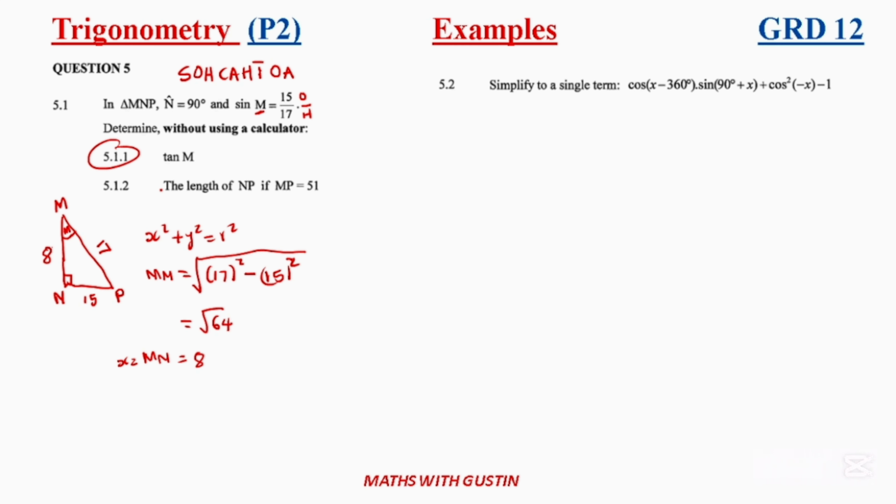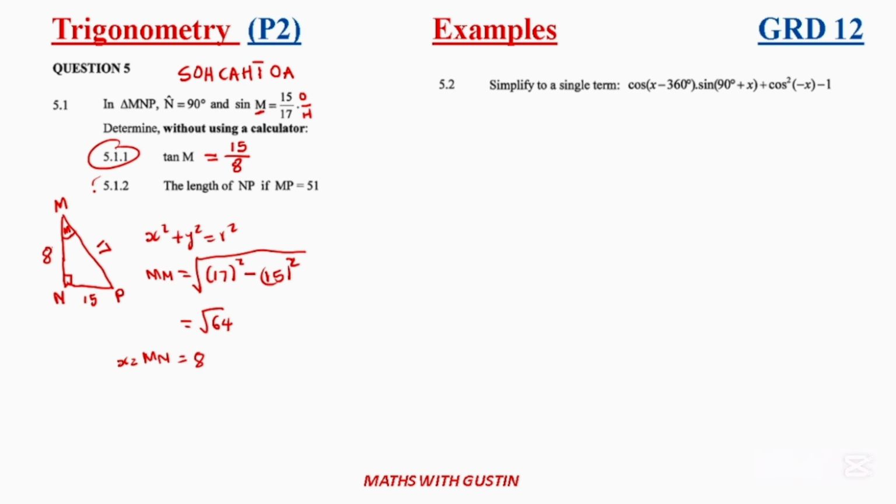Right, so now let's go ahead. We've already looked at this one. Tan is opposite over adjacent. So what is opposite M here? It is going to be 15, over adjacent, which is 8. So there goes our first question.